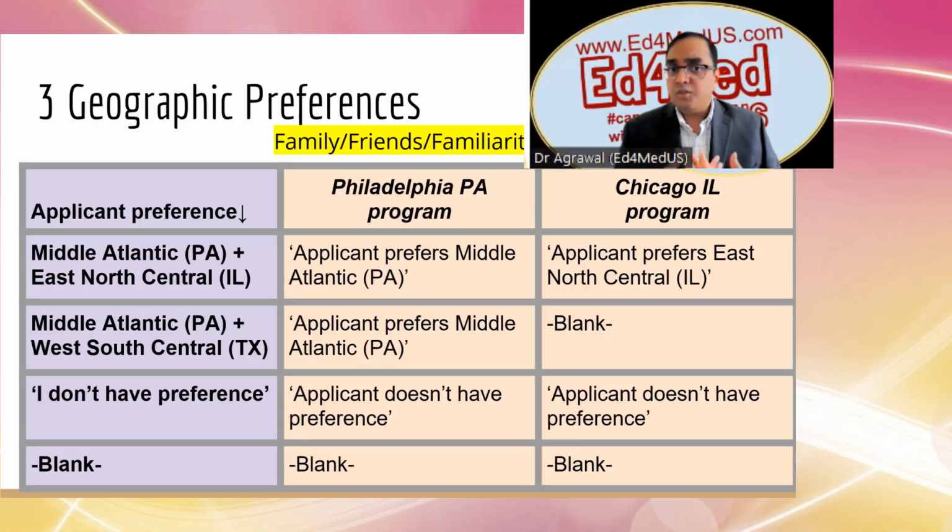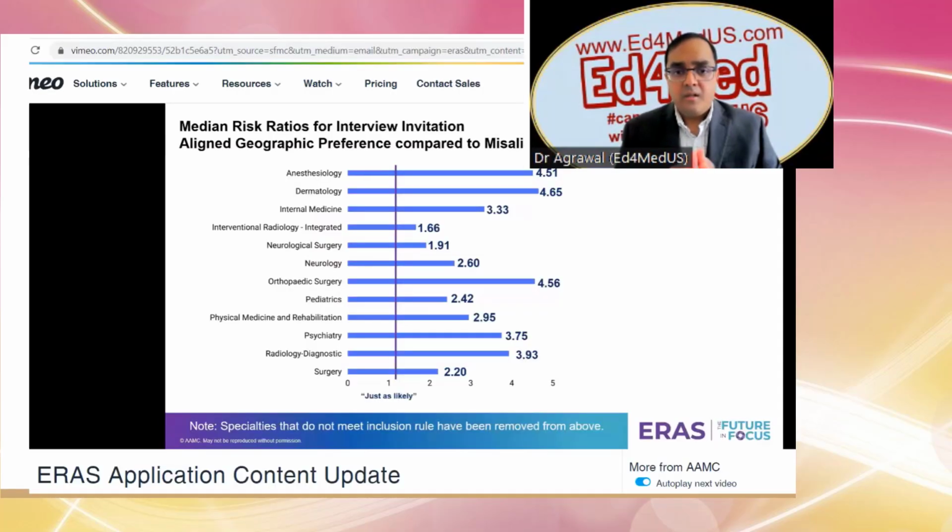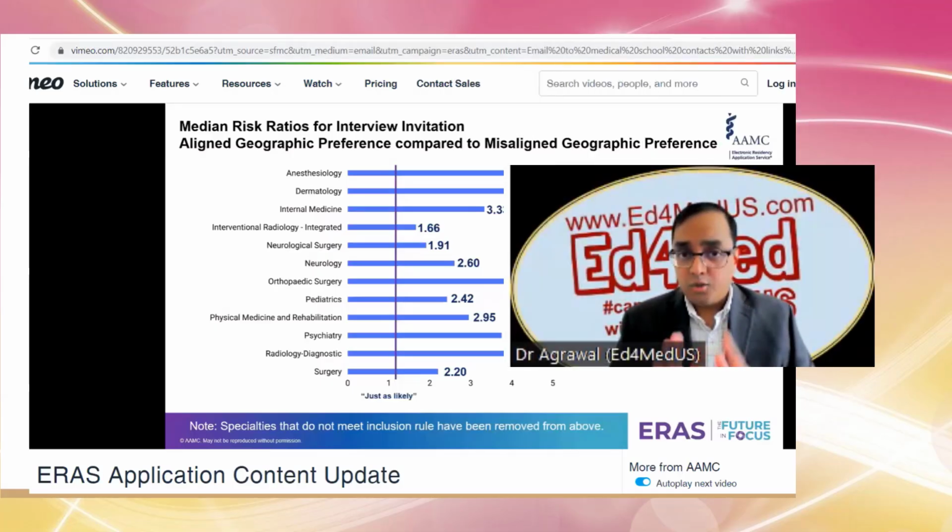Typically, you will choose these geographic preferences based on family, friends, familiarity, and I can share examples here with you. The reason why it's important to know about this: in the last 2 years when the ERAS was doing all this research, they are saying that your chance of getting an interview invite is greater if the geographic preference that you give matches where the program physically is.